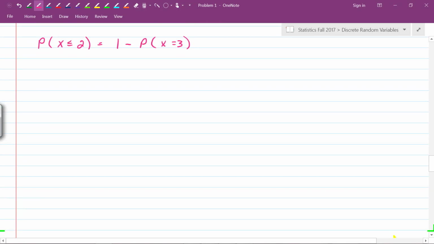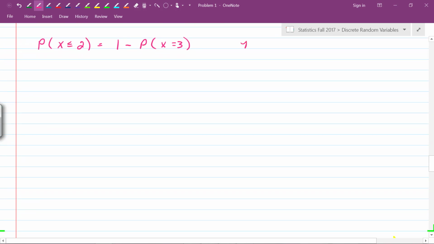Well, our n is equal to 3, and our x is equal to 3. So we're going to have 3 trials and 3 successes. The probability of a success is equal to 0.4. The probability of a failure is equal to 1 minus p, which is 1 minus 0.4, so that is equal to 0.6.